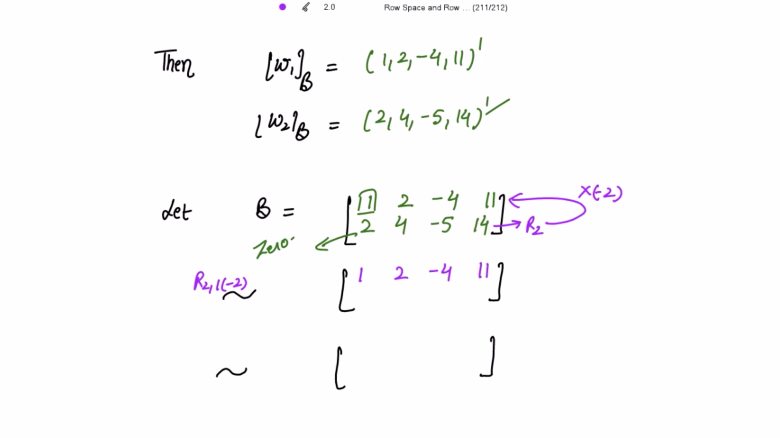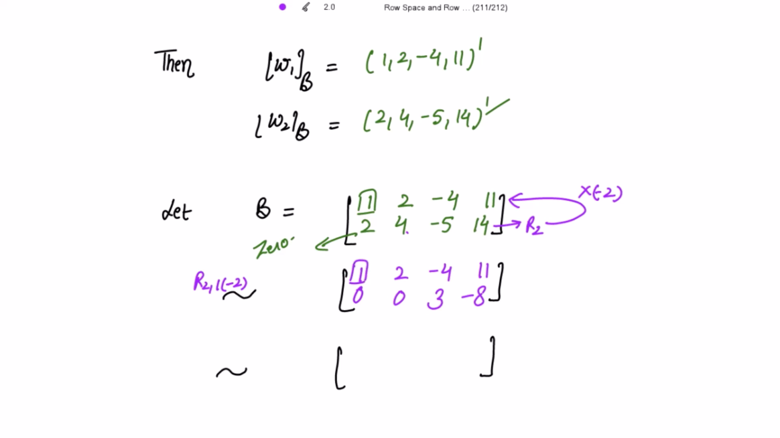Okay, applying the operation. 1 is multiplied with -2, we get -2. Adding this to 2, we get 0. 2 is multiplied with -2, we get -4. Adding this to 4, we get 0. -4 multiplied with -2, we get 8. Adding this to -5, we get 3. 11 is multiplied with -2, we get -22. And adding this to 14, we get -8.